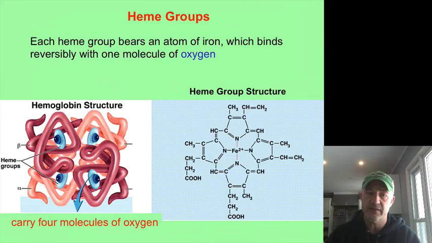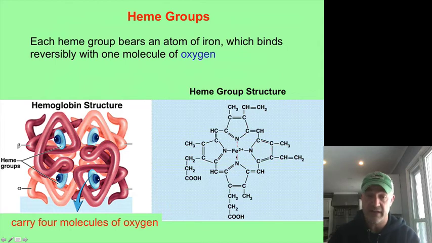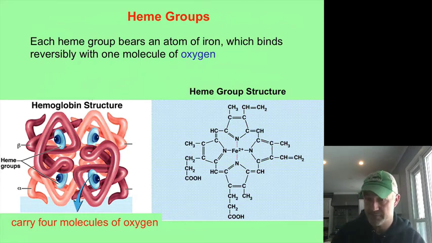So if we look at these heme groups, this is the structure of it. Again, I'm not so worried that you know the structure, but the center molecule, this Fe, stands for iron. That is the periodic table symbol for iron. This is the active site of each heme group. At that iron, you can bind an oxygen molecule. So per molecule of hemoglobin, you can bind 4 molecules of oxygen.